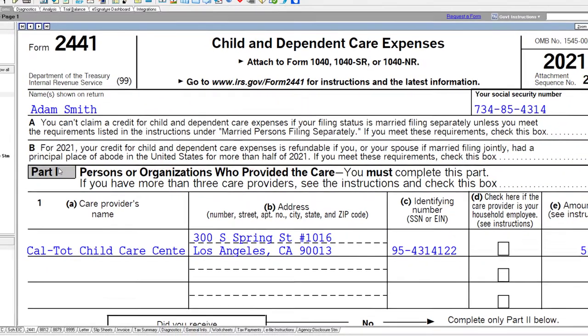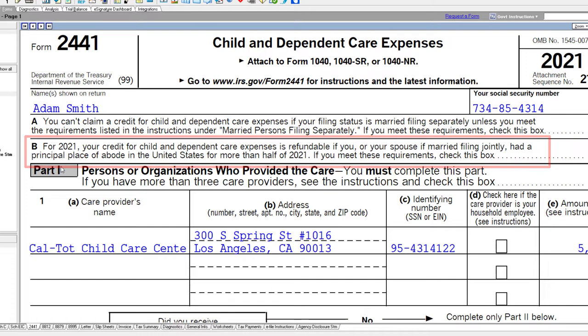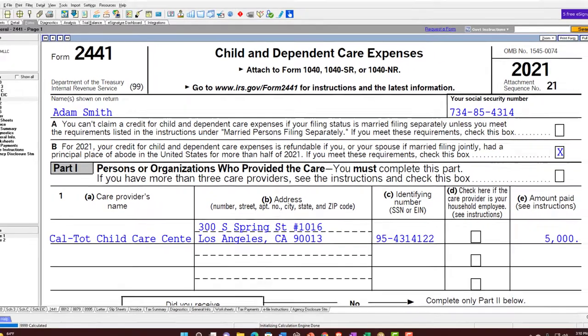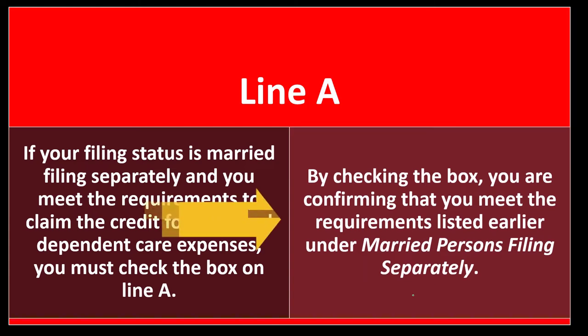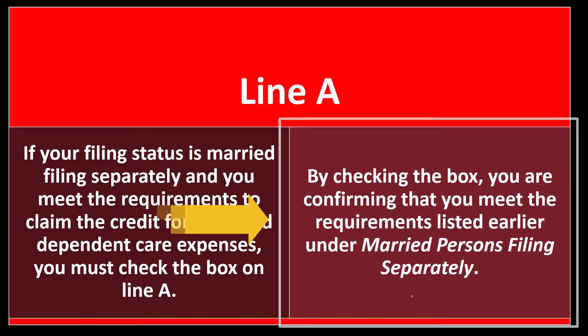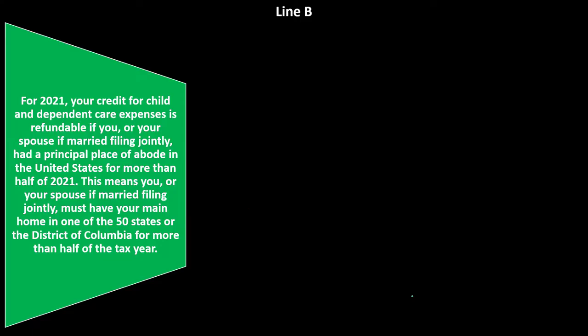We noted that's more of an unusual case. Most people here have the B. So back on over, by checking the box, you are confirming that you meet the requirements listed earlier under married persons filing separately. So that's that kind of unusual exception.